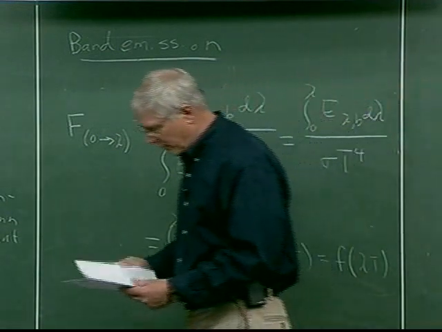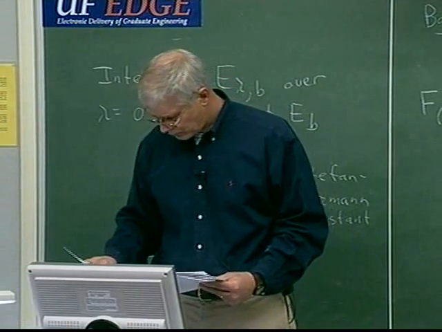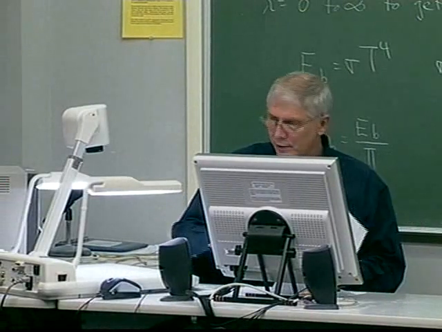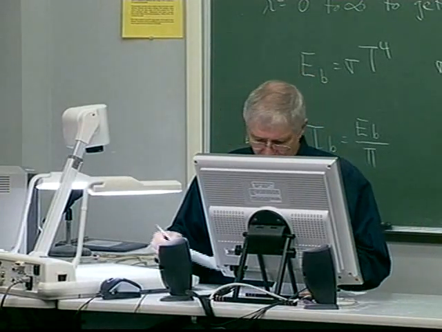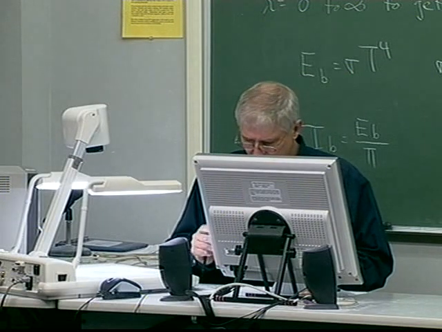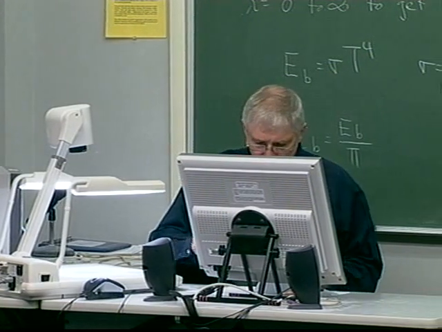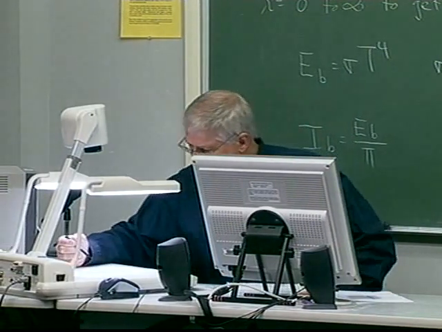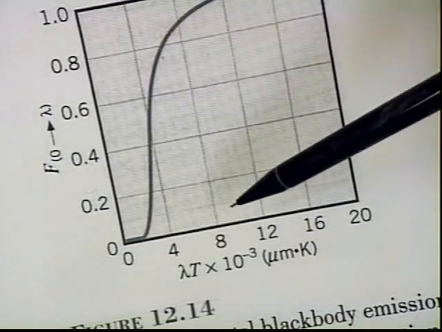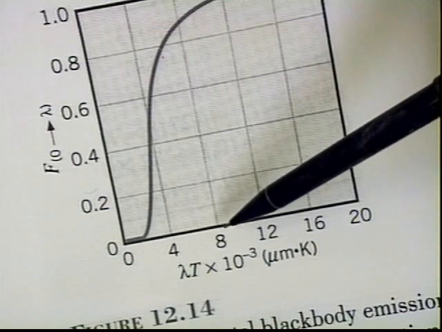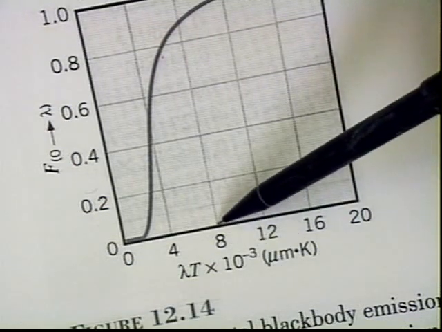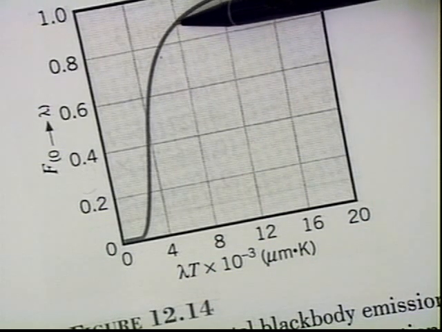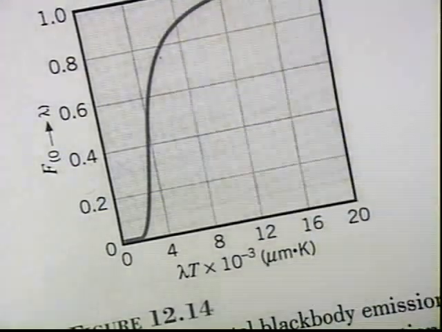And we can also look at this on a graph. We could look at the fraction of the spectral emission. I have two graphs here. What this does is it gives us the fraction that we can calculate for a particular lambda T. So if we take lambda T times 10 to the minus 3 and find that it's 8, we can go up here and see that about 83% of the total emission occurs in that band.